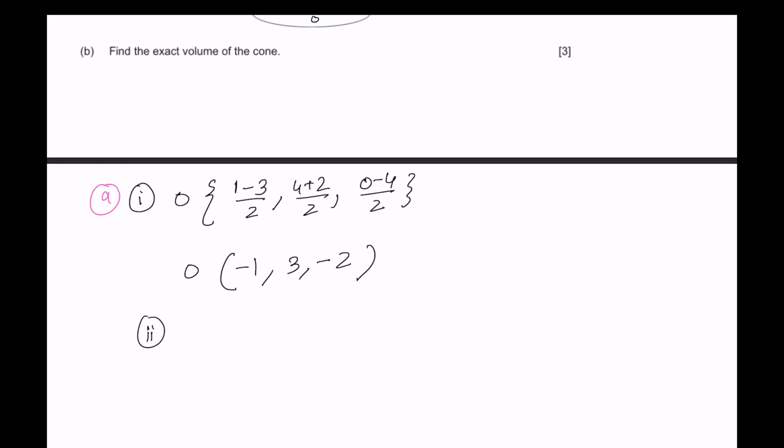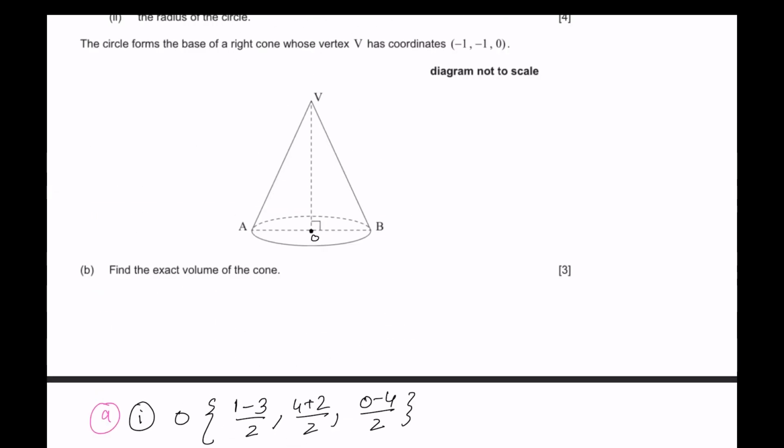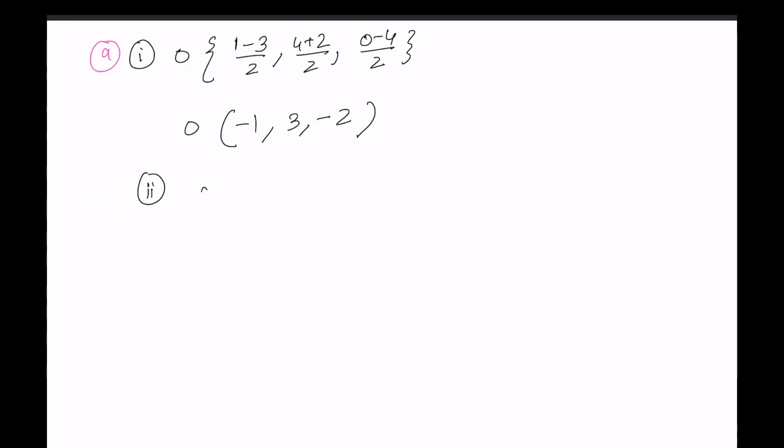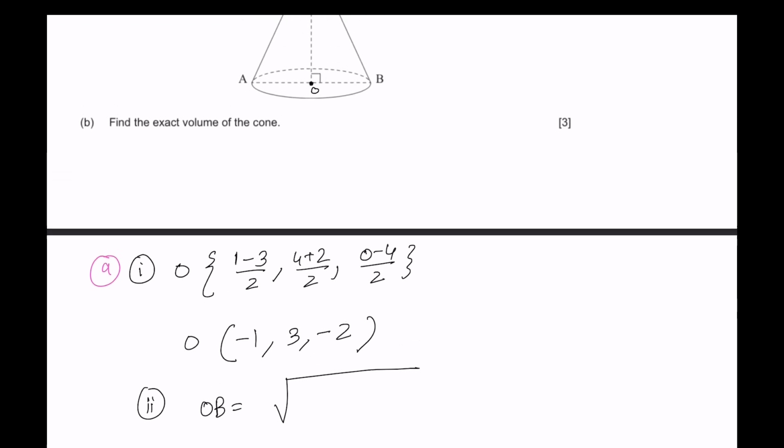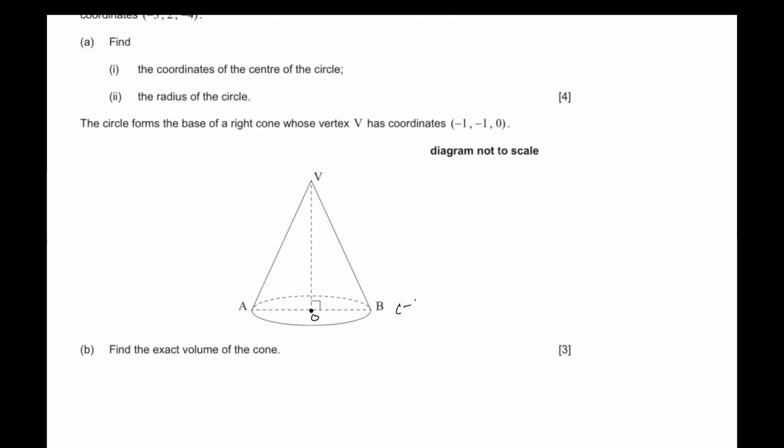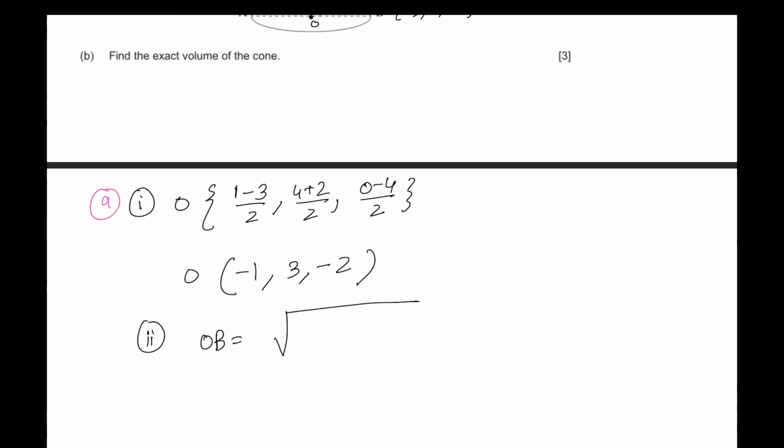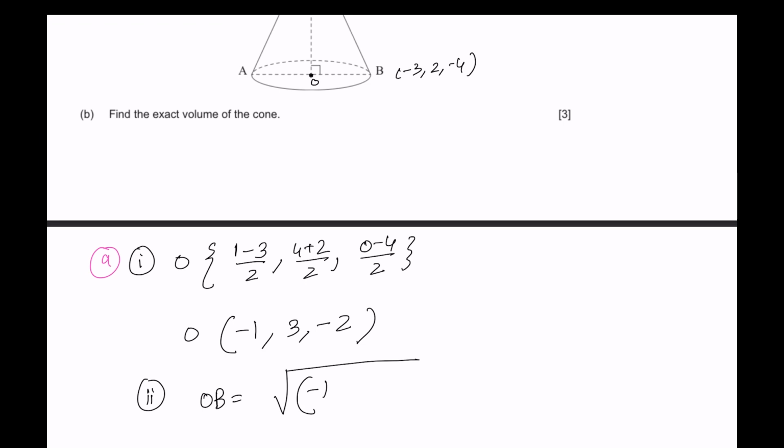Now for the radius of the circle, I just need to use the distance formula and find the distance between O and B. So OB would be equal to root under, so there are the coordinates of O, and the coordinates of B are minus 3, 2, minus 4, right? So minus 1, minus of minus 3 will be plus 3, whole square, plus 3 minus 2, whole square, plus minus 2, minus of minus 4 will be plus 4.